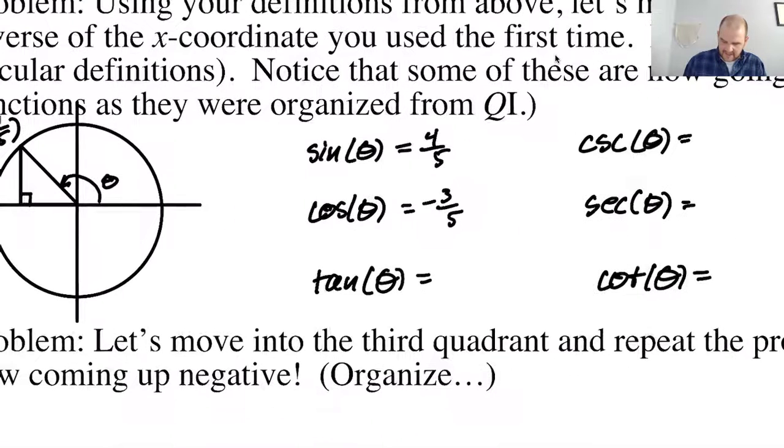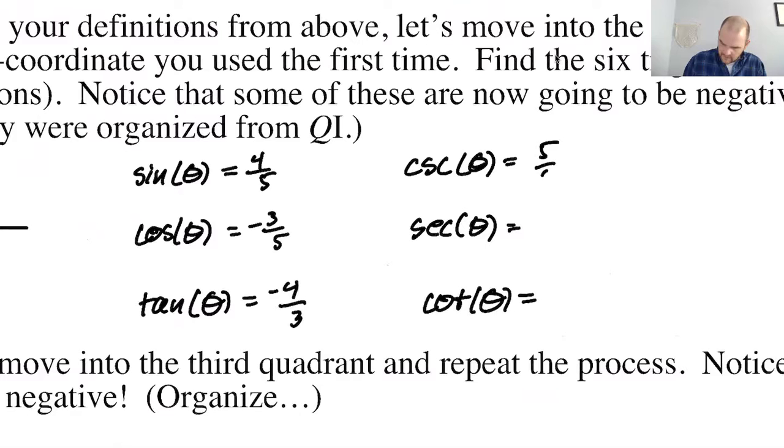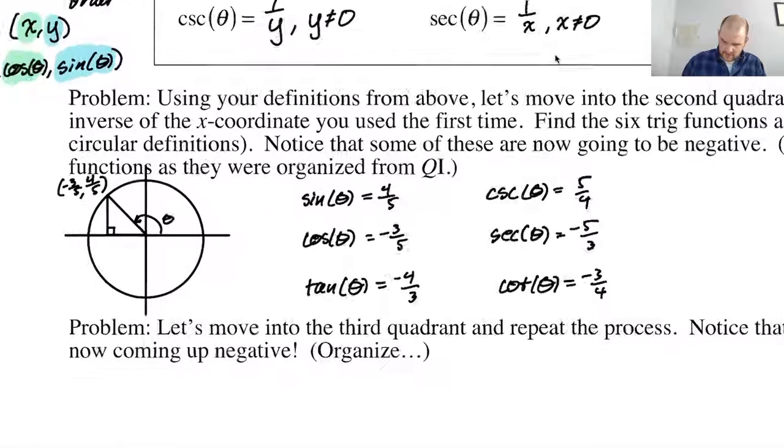And then for tangent, I can just do sine divided by cosine, which I'm going to do, right? And the 5s in the denominators just cancel because they're both over 5. And then here, I'll get 5/4, I'll get negative 5/3, and I'll get negative 3/4. Okay, pretty good so far.